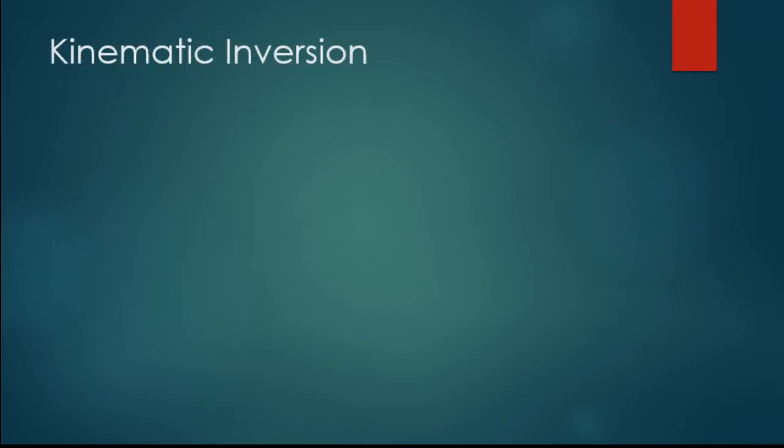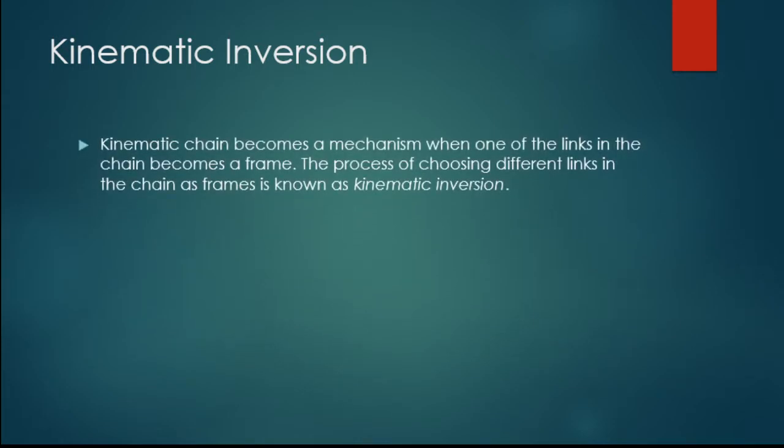So first, we have to talk about kinematic inversions. A kinematic chain becomes a mechanism when one of the links in the chain becomes a frame. The process of choosing different links in the chain as frame is known as kinematic inversions. In the process of kinematic inversions, the relative movement of the links in the mechanism derived remains unchanged.